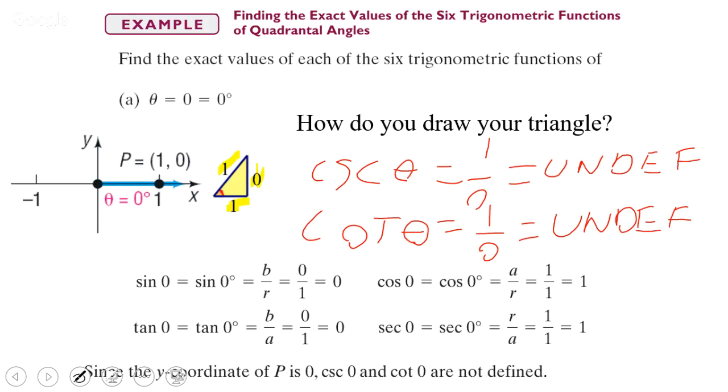So here we notice that some of the functions are not defined on the quadrantial angles because you get 0 in the denominator. And you're going to find that with a lot of the trig functions. Depending on which quadrantial angle, a different trig function has 0 in the denominator. Then that gives you an undefined function.